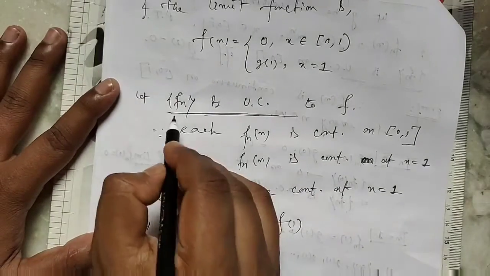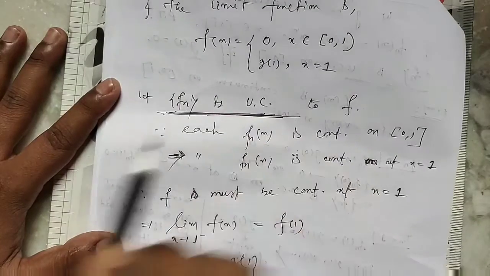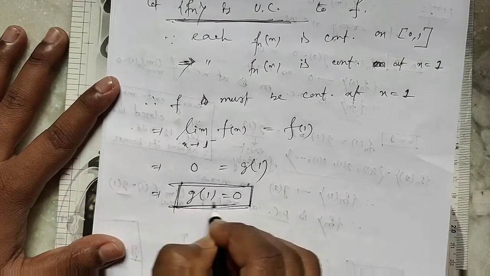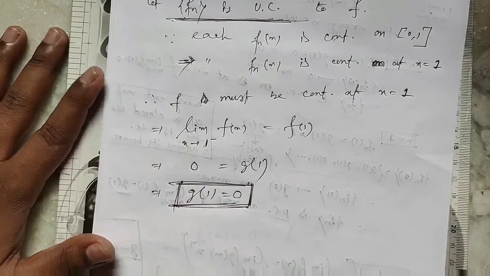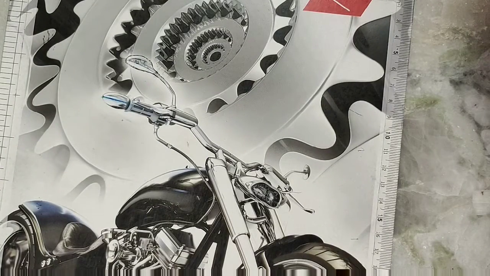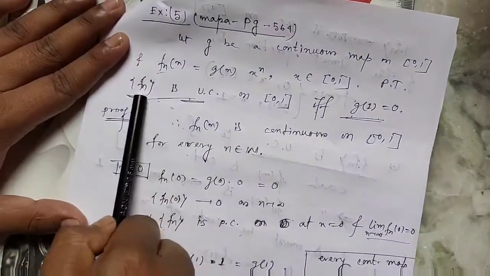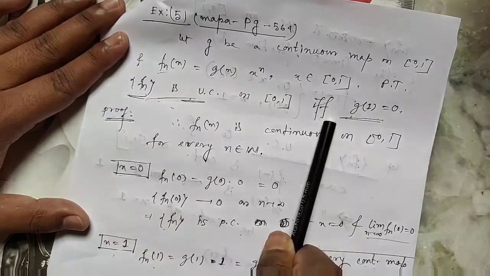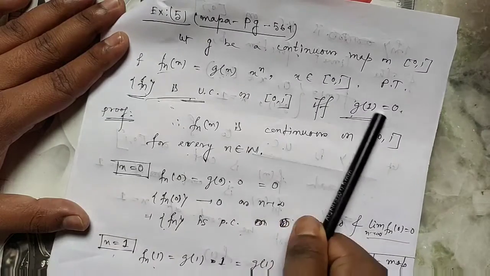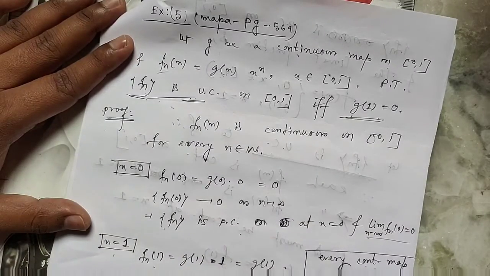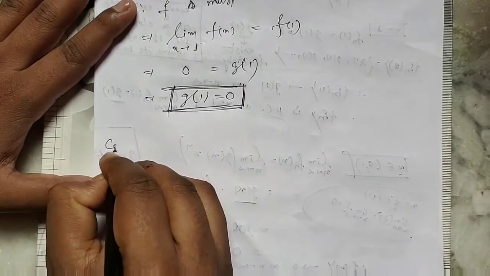So we take if fn is uniformly convergent, then we can prove g of 1 equal to 0. So the first part is done. The first part of this problem, fn is uniformly convergent if and only if g of 1 equal to 0, is done. So now the converse part. Now we take g of 1 equal to 0 and we prove fn is uniformly convergent.